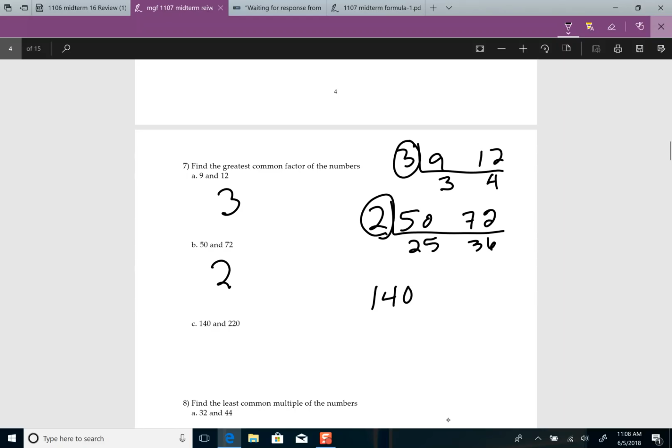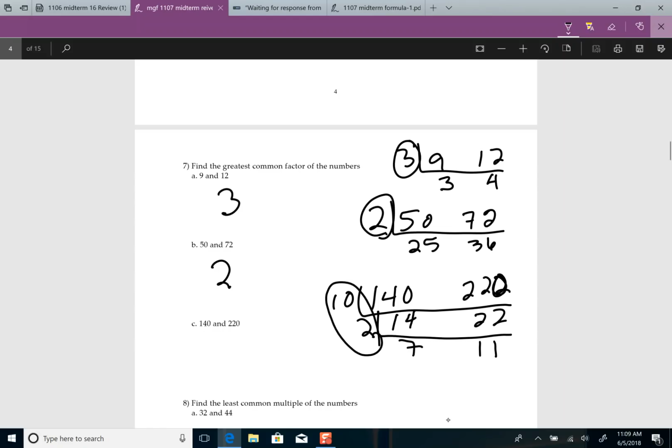Bigger, I have 140 and I have 220. I can see they both end in a 0, so I'm just going to immediately start by dividing by 10. Now notice 10 is not prime, and that's absolutely fine because that's not part of GCD. You don't have to use primes. So I have 14 and 22, which says, oh, those are both divisible by 2, so I'm going to take that out. It gives me 7 and 11, I stop.